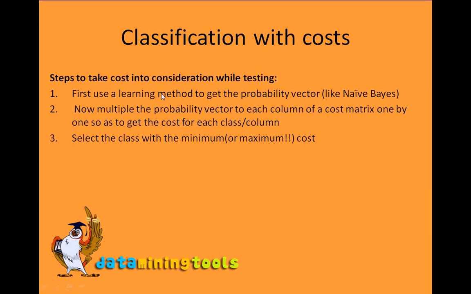Now, steps to take cost into consideration while testing. First, use a learning method to get the probability vector. For example, we can use naive Bayes. Now multiply the probability vector by each column of the cost matrix one by one so as to get the cost for each class or column. Now select the class with the minimum cost, or maybe maximum, depending upon how you define your cost matrix.